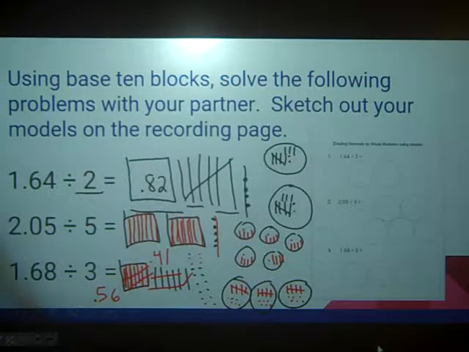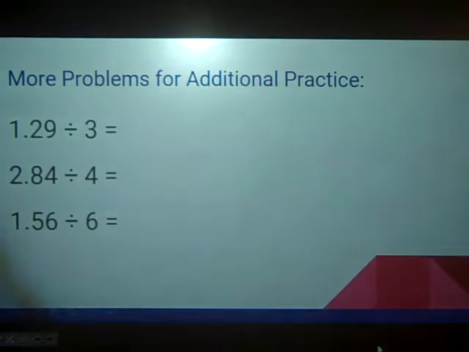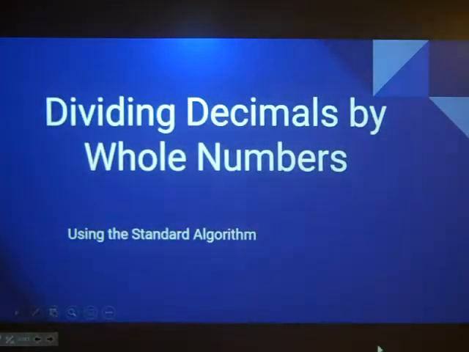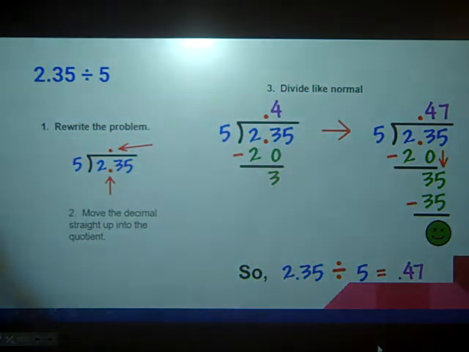I would caution you, always start with the biggest unit, break it up, and divide those first, and then work your way down. Might be easier. Okay? All right, so let's look at the algorithm real fast. On the notes side, I want you to look at these 3 easy steps. Tell me, what do you notice?